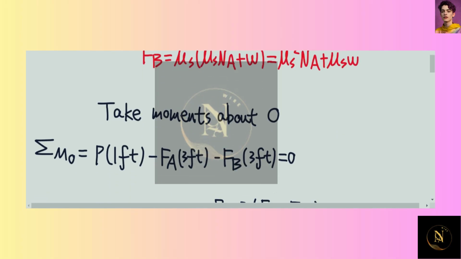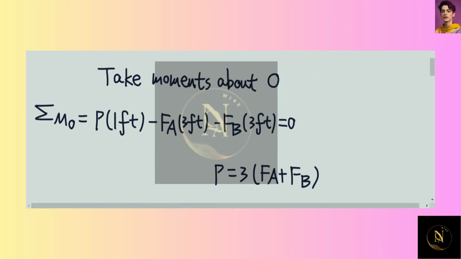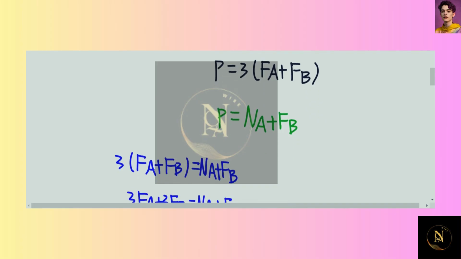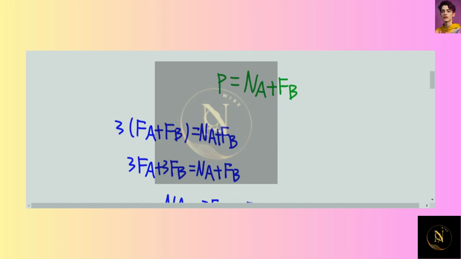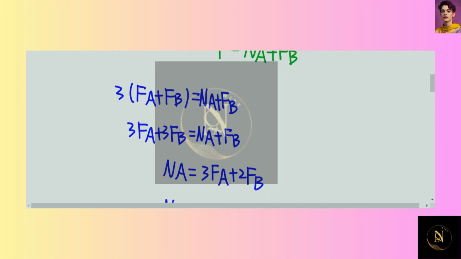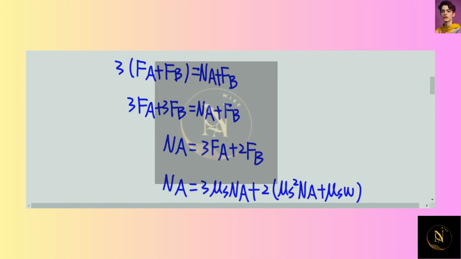Therefore, we have the moment about point O is equal to P times 1 feet minus Fa times 3 feet minus Fb times 3 feet is equal to 0. So eventually we have P is equal to 3 times (Fa plus Fb). Remember, P can be equal to Na plus Fb. Therefore, we have 3 times (Fa plus Fb) is equal to Na plus Fb. So we have 3 Fa plus 3 Fb is equal to Na plus Fb. Therefore, we have Na is equal to 3 Fa plus 2 Fb.